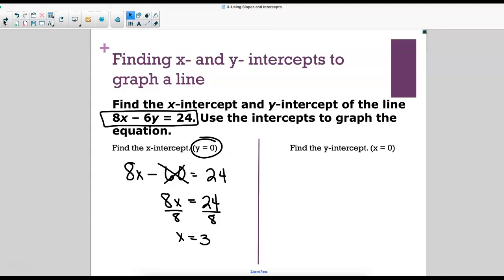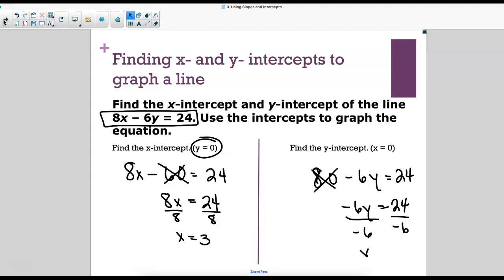If I want to find the y-intercept, I have to let x equal 0. 8x minus 6y equals 24. Let x equal 0. So that's gone. Negative 6y equals 24. Divide by negative 6. y equals negative 4.